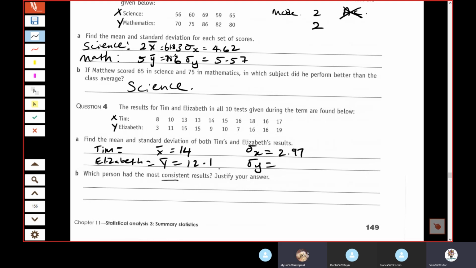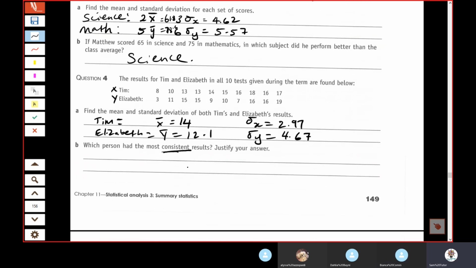And then for the standard deviation for Elizabeth, I got 4.67. Standard deviation of 4.67. Okay. Which person had the most consistent results? So I picked this on purpose. We understand mean. Does anyone know or remember what standard deviation meant?